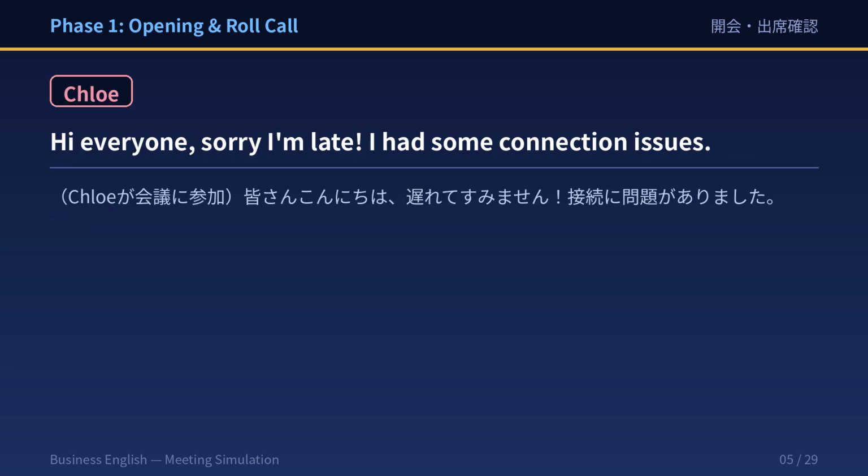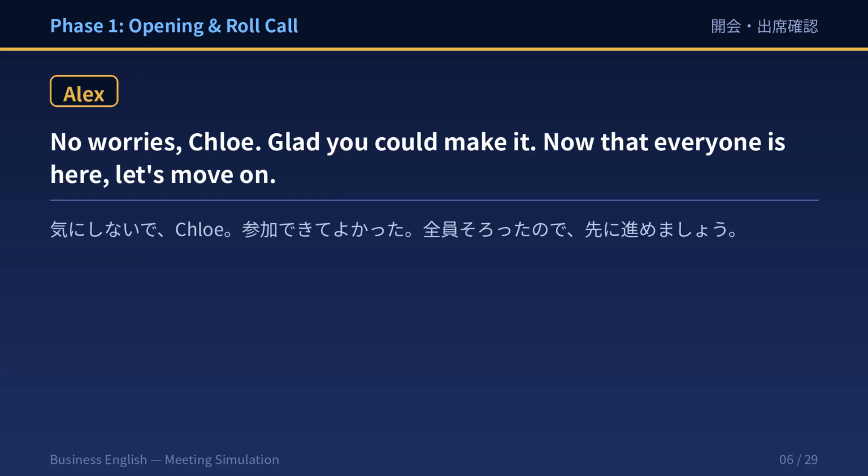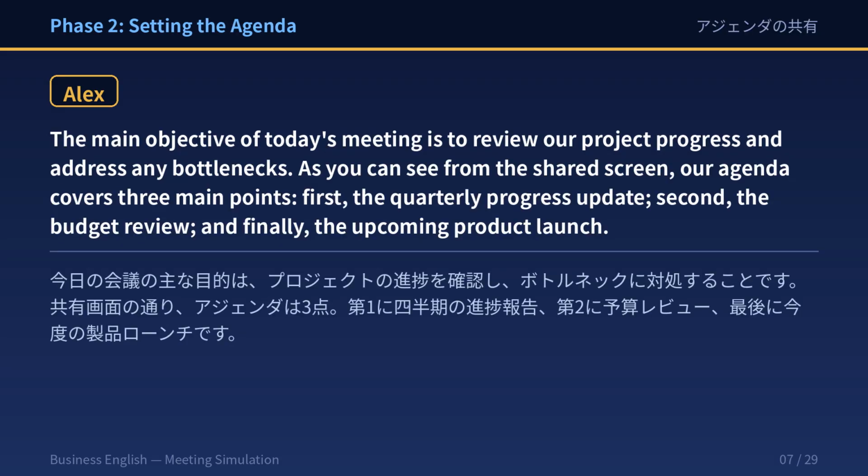Hi, everyone. Sorry I'm late. I had some connection issues. No worries, Chloe. Glad you could make it. Now that everyone is here, let's move on. The main objective of today's meeting is to review our project progress and address any bottlenecks. As you can see from the shared screen, our agenda covers three main points. First, the quarterly progress update. Second, the budget review. And finally, the upcoming product launch.